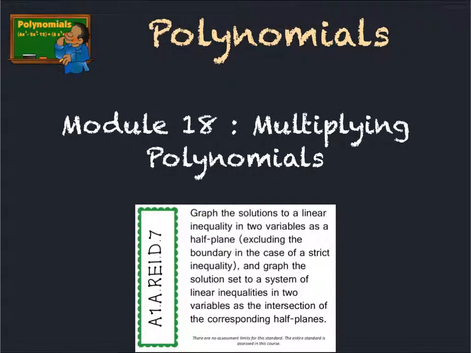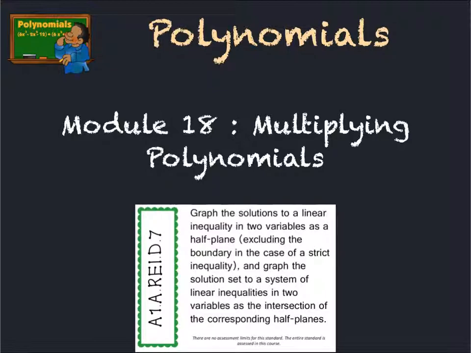Alright, so today we're multiplying polynomials again. So this would be the second part of Module 18. This time, instead of multiplying a monomial with a polynomial, we're going to be multiplying a binomial with a polynomial. And it's pretty much the same steps. We're just going to have to distribute one more term to the polynomial.